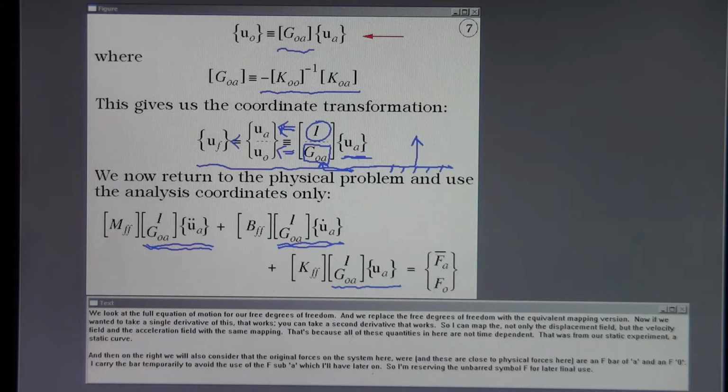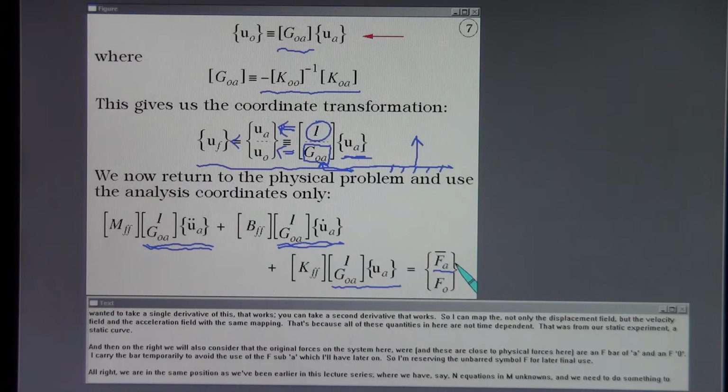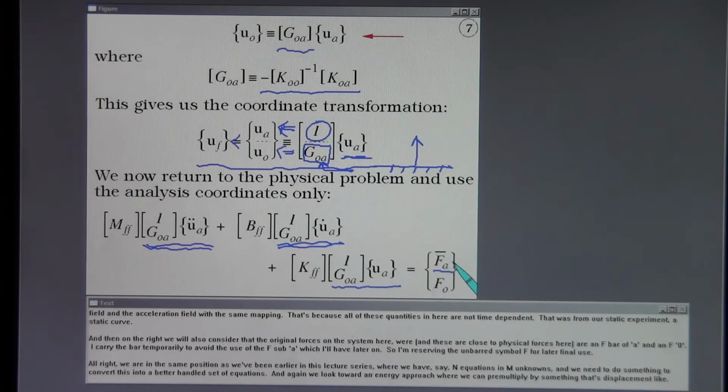And then on the right we will also consider that the original forces on the system here were, and these are close to physical forces here, an F bar of A and an F_O. I carry the bar temporarily to avoid the use of the F sub A, which I'll have later on. So I'm reserving the unbarred symbol F for later final use.